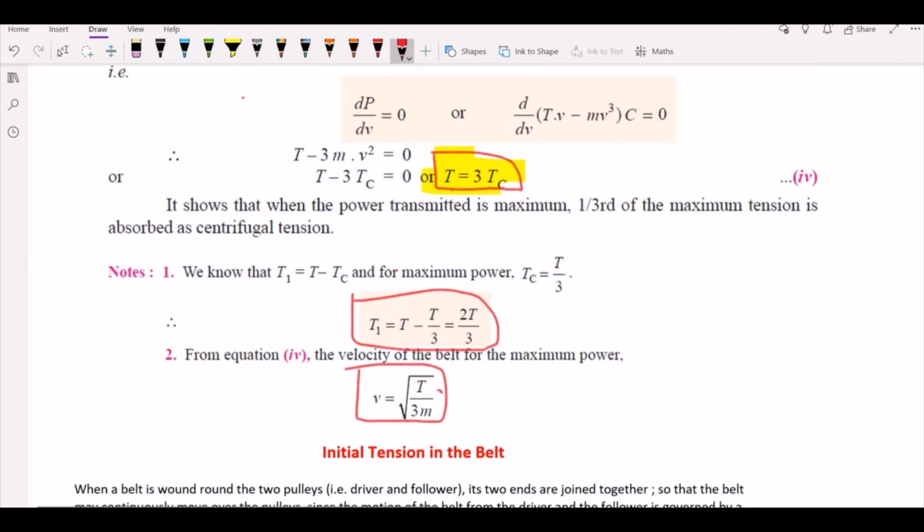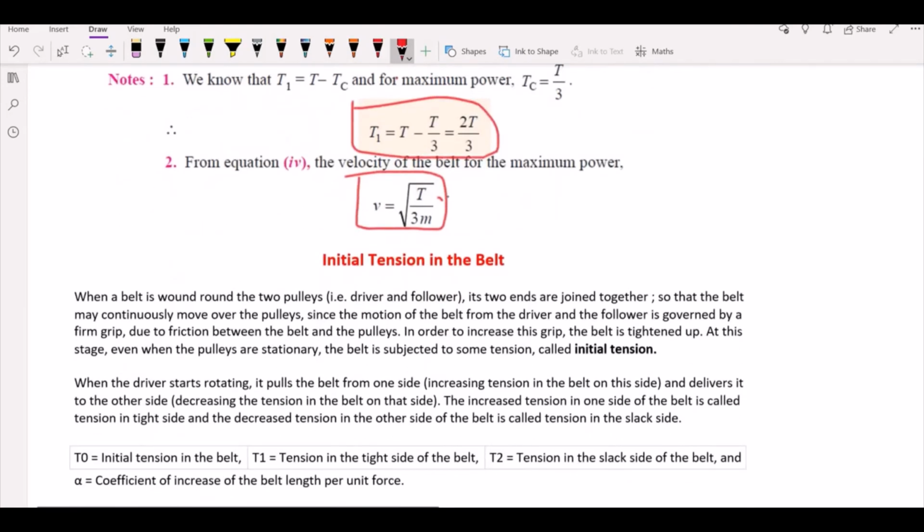Now we'll move on to the next calculation, the initial tension in the belt. Okay, let's move on.